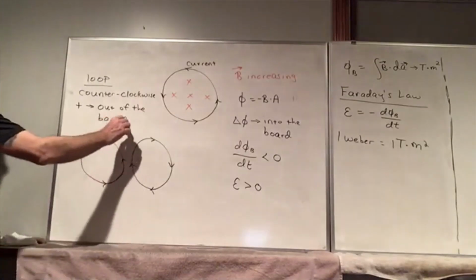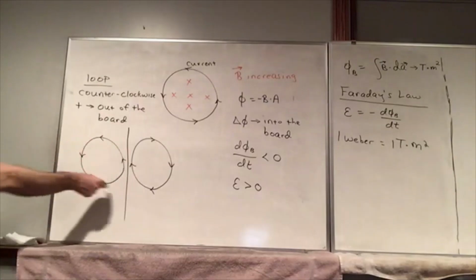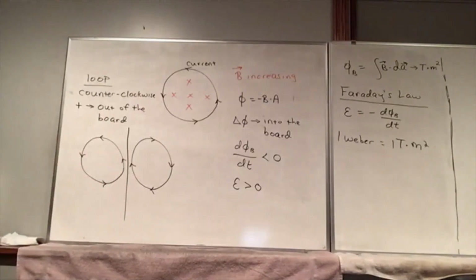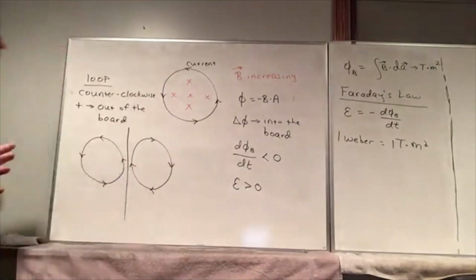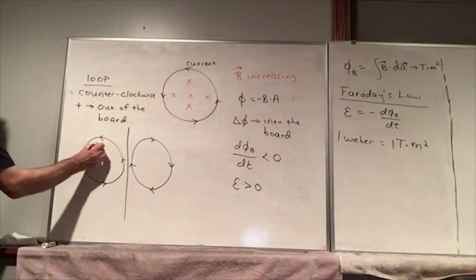Those are two separate things. So let's look over here. We have a current going counterclockwise. Let's forget about where that current is coming from for a moment. But this creates a magnetic flux out of the page.